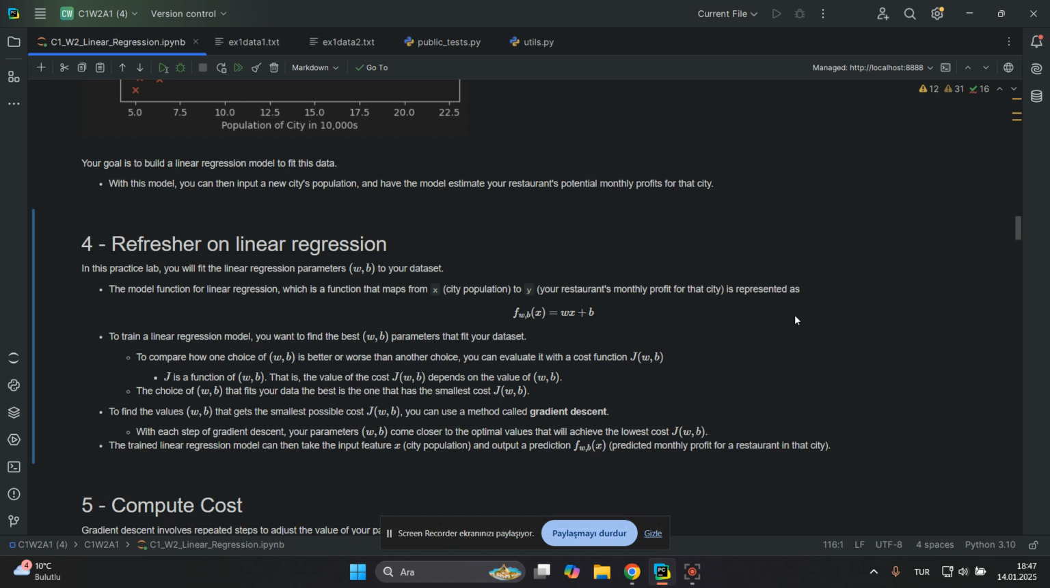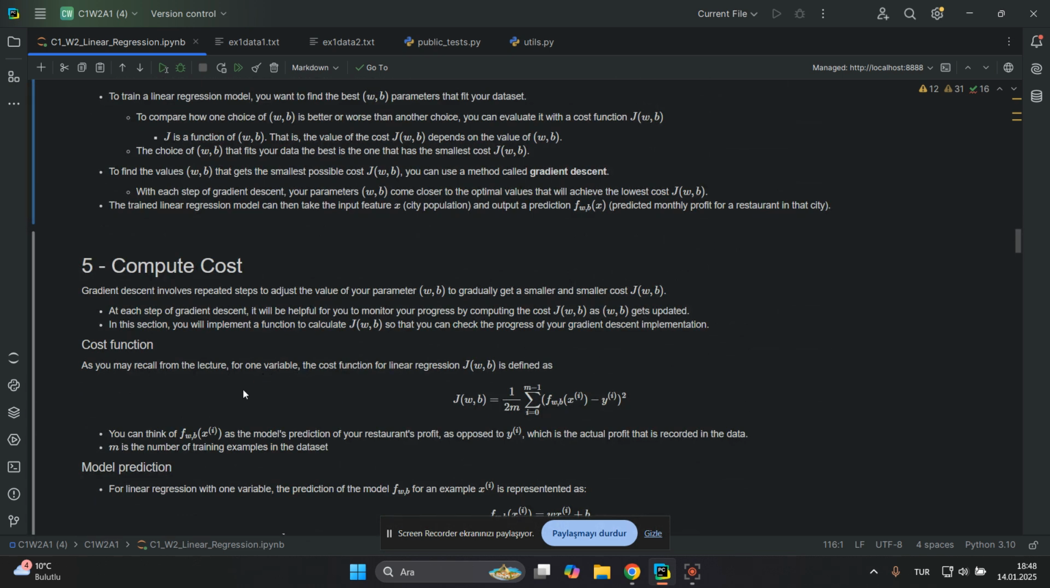To find that, you can use a method called gradient descent, in which each step of gradient descent moves your parameters w and b closer to the optimal values that will achieve the lowest cost J(w,b). A trained linear regression model can take the input value x for city population, and the output of the prediction function f_wb(x) predicts the profit for a restaurant in that city.